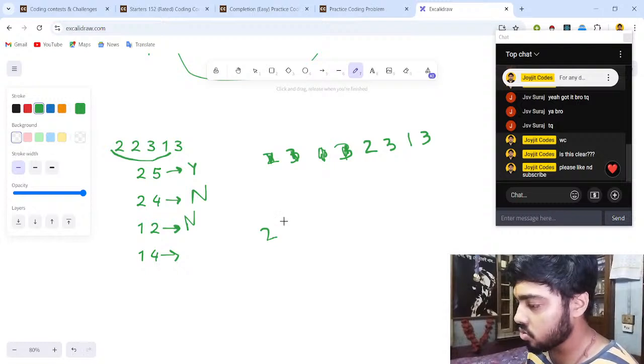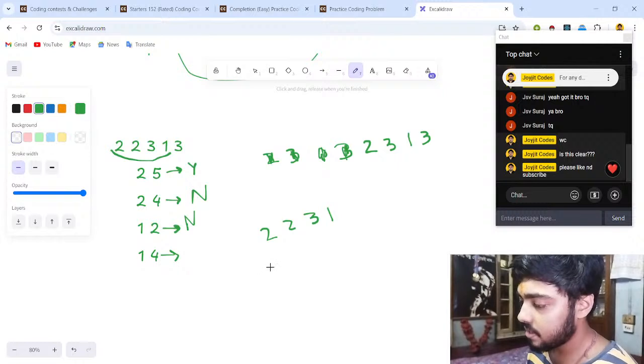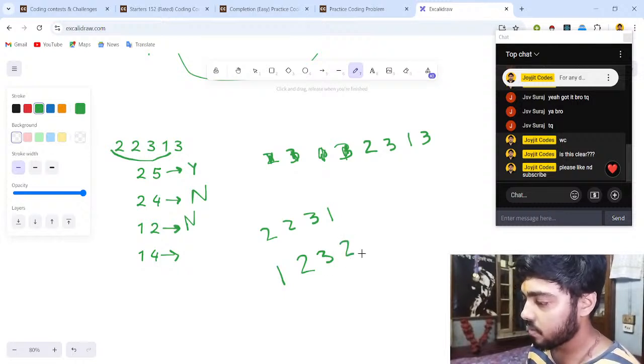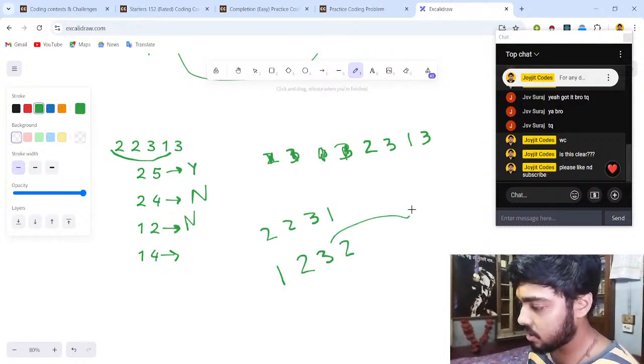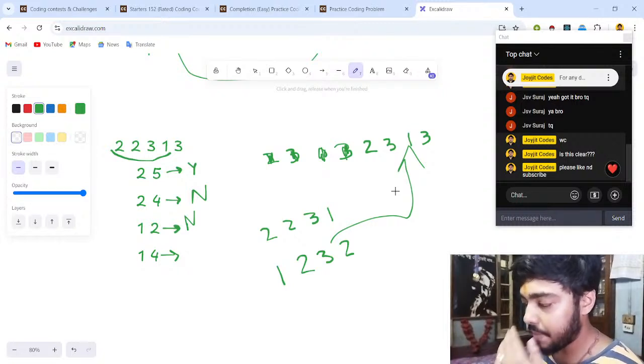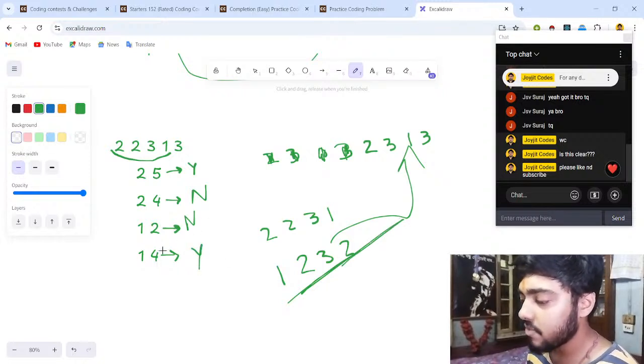So if it is 2 2 3 1 and we rearrange it like 1 2 3 2, we can see that it is similar to this format, right? 1 2 3 2, that is, 2 gets replaced with 2, 3 gets replaced with 1... So basically both of them have the same pattern, so we can say that it is an anti-palindrome. So it's a yes. So in the last case we had to rearrange it.